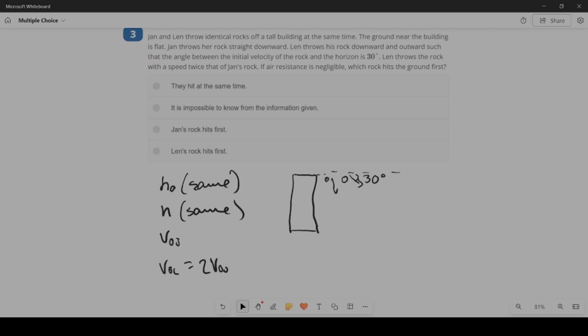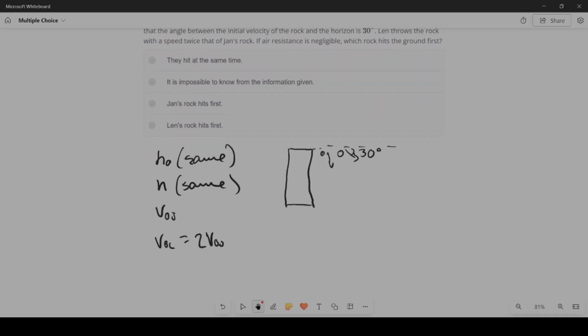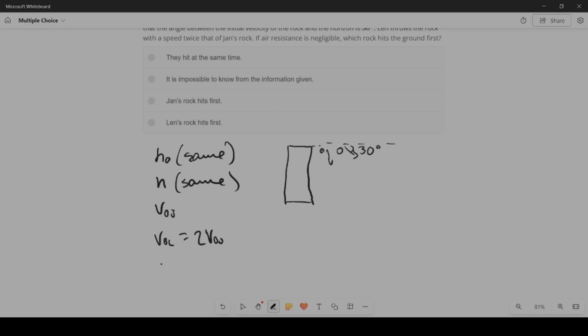Now that we know this, and since this is also free fall, we can assume that they both have acceleration equals g, and air resistance is negligible, so it doesn't matter. And the question is, which rock hits the ground first?